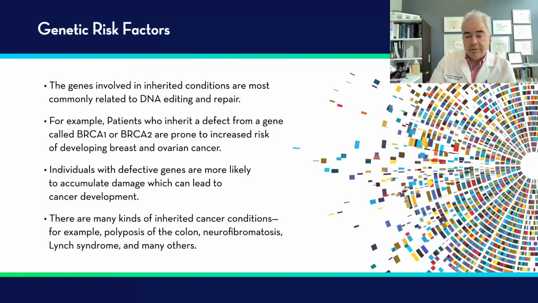Science and investigations have shown that the BRCA1 genes are involved in DNA repair. In a pathway called homologous DNA repair, these particular genes make enzymes that detect damage and assist in the repair. Consequently, in individuals that have defective genes, they're more likely to accumulate damage, which can lead to the development of cancer. There are many different kinds of inherited cancer conditions. For example, FAP, polyposis of the colon, neurofibromatosis, Lynch syndrome, and many others.